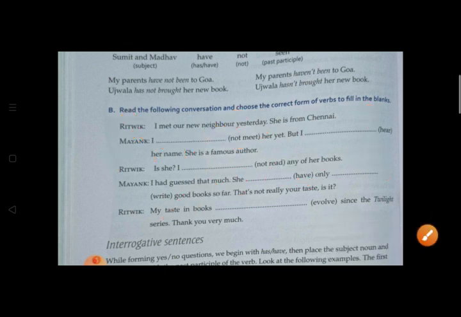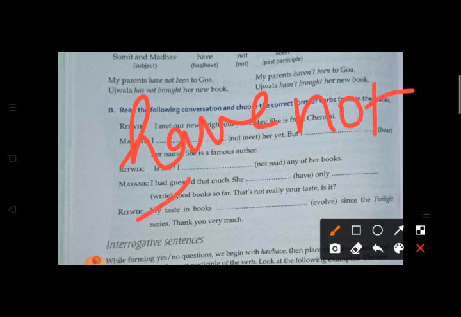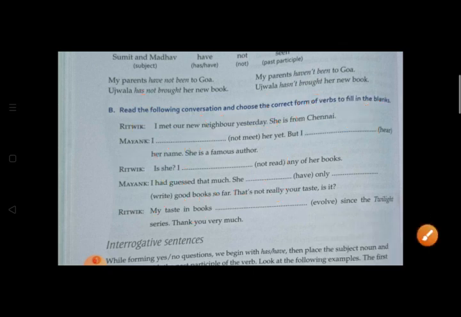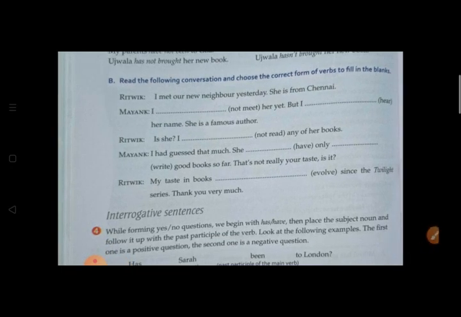Ritvik, is she? I dash any of her books. Again I, along with it we are going to use have, not, read. राइट, हमने आगे ही देखा, read का past participle और past tense same ही रहता है. We just pronounce it red. Next one, Mayank, I had guessed that much. She dash only dash good books so far. That's not really your taste, is it?